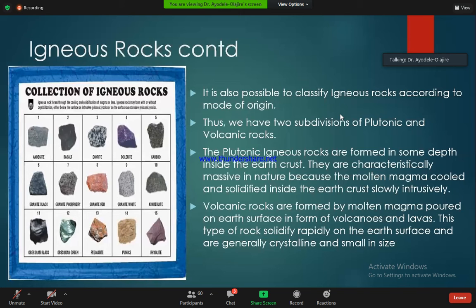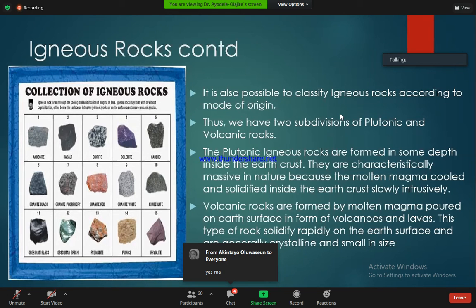Do we get this difference? Yes, ma'am. Plutonic, you find them within the earth crust. Volcanic occurs when the molten magma comes to the surface of the earth crust and solidifies there.